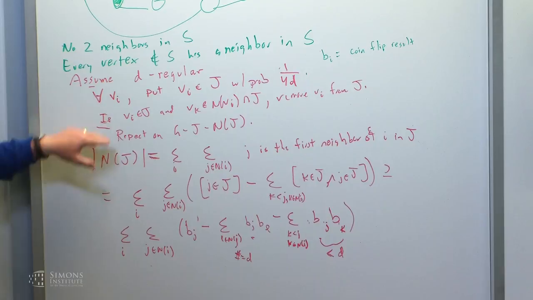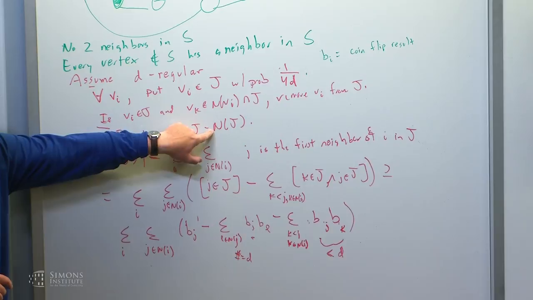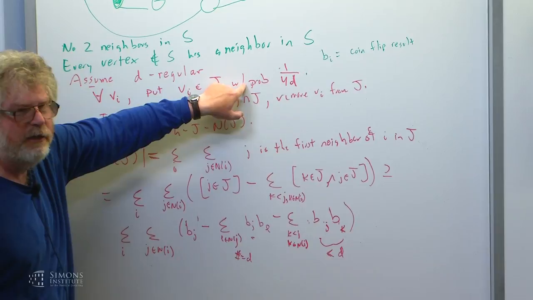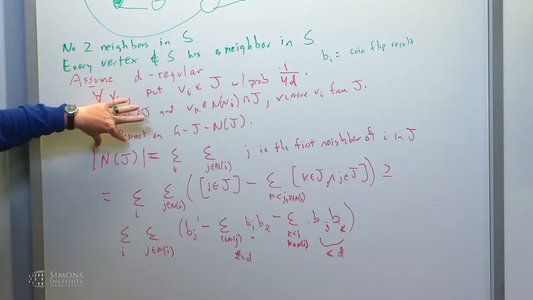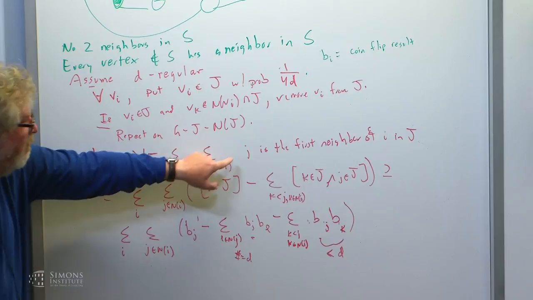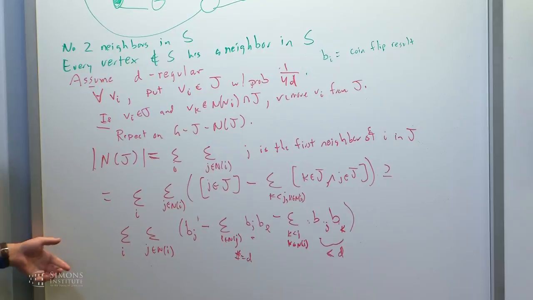The main factor by which we could hope to simplify the graph is the number of neighbors of J. We can write out a formula for the number of neighbors of J in terms of the bits that tell us whether we put something initially in J or not. For every i, is it covered by something in J? If it's covered, we can count it by the first neighbor of i that lands in J. So we can sum up over all neighbors of J that it's the first neighbor.